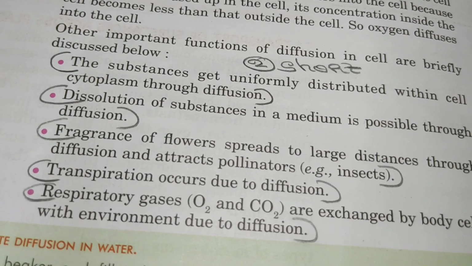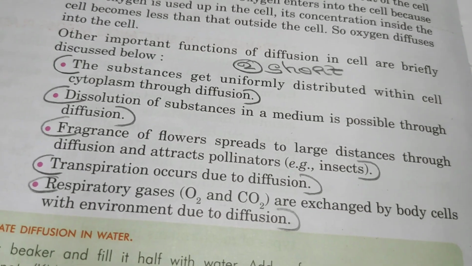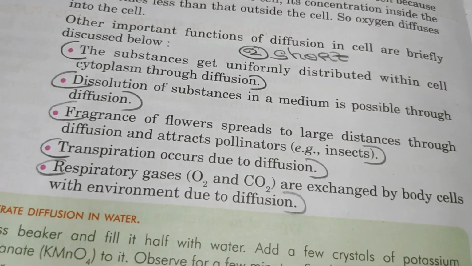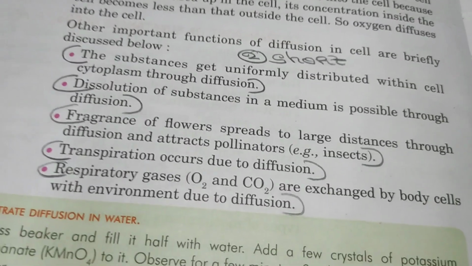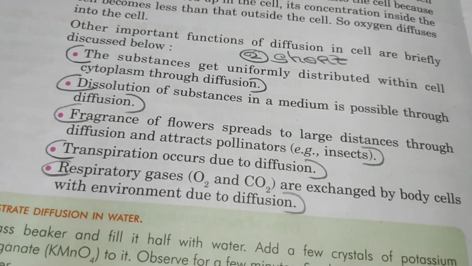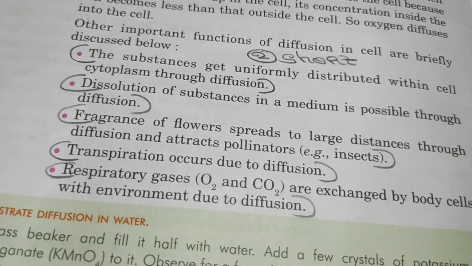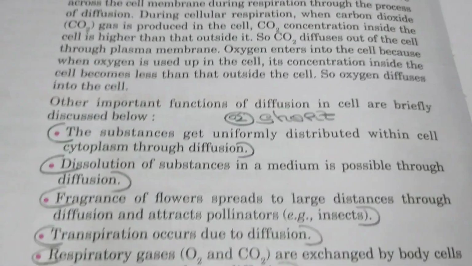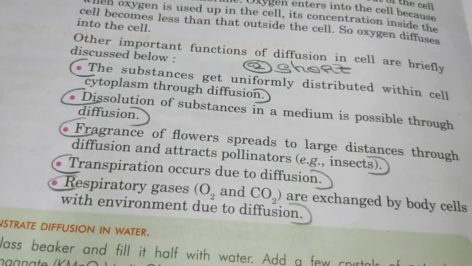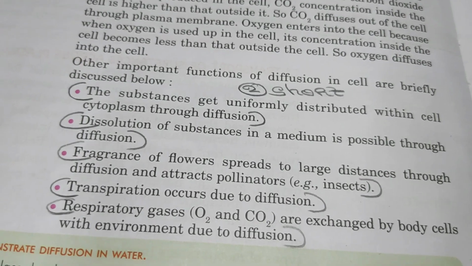And even transpiration occurs due to diffusion, because a concentration gradient is created. Then respiratory gases like oxygen and carbon dioxide are exchanged. I told before how carbon dioxide and oxygen diffuse between body cells and the environment because of diffusion only.